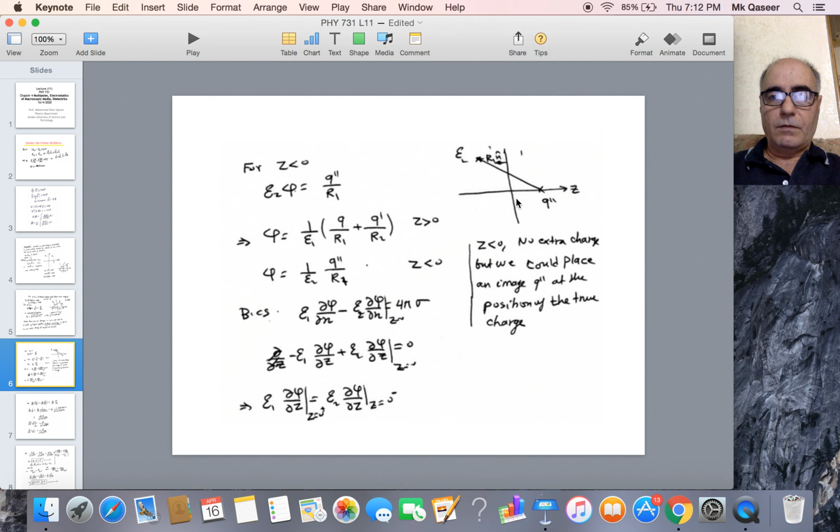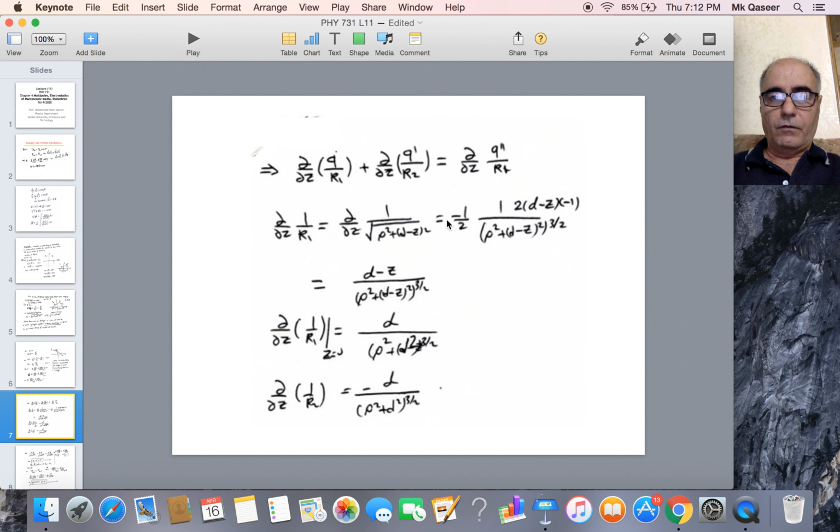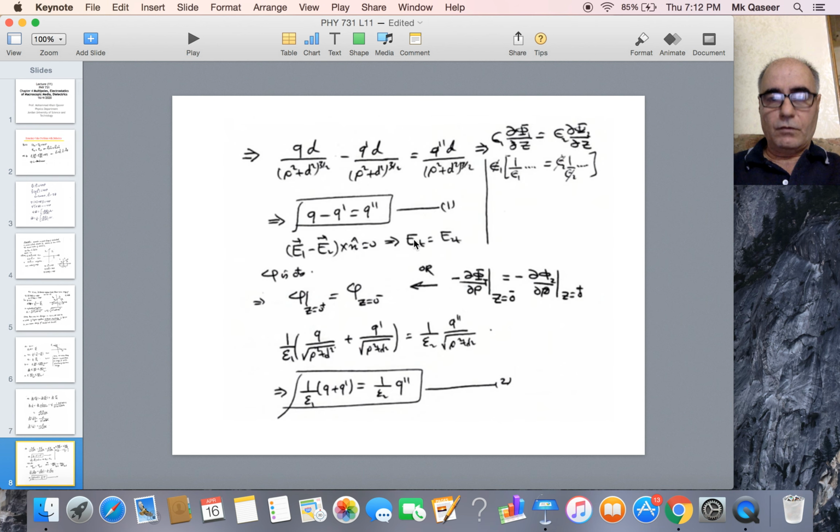Now we have to match the boundary conditions at z equals 0. That is, the normal component of D is continuous because there is no free charge, sigma is 0, and the tangential component of the electric field, or phi itself, is continuous at z equals 0. So this is the first condition. Doing so, we get Q minus Q prime equals Q double prime. The second condition gives us 1 over epsilon 1 times (Q plus Q prime) equals 1 over epsilon 2 times Q double prime.